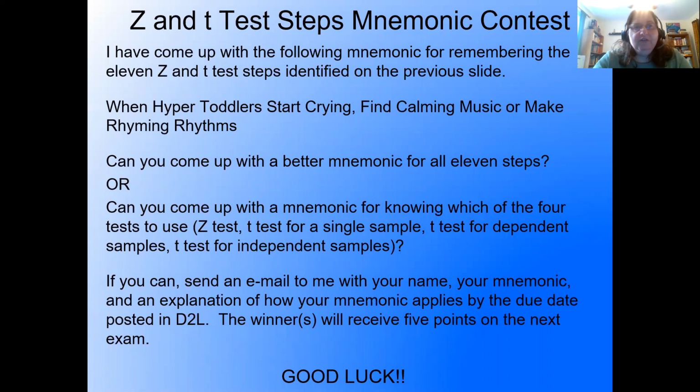Or even better than doing better than that mnemonic, maybe you can come up with a mnemonic or memorization device for knowing which of the 4 tests to use in a given situation. Like, how do we differentiate z-test, t-test for a single sample, t-test for dependent samples, and t-test for independent samples? I gave you that little table, but is there a clever mnemonic we can come up with for that?